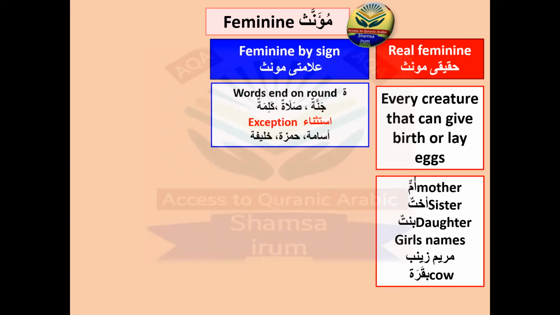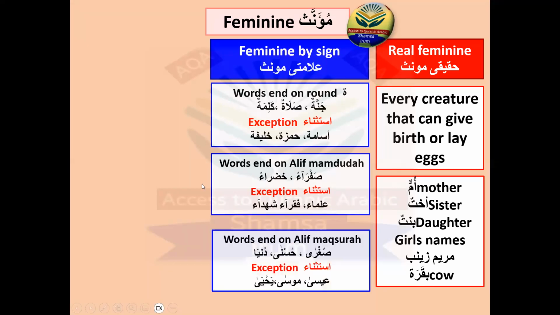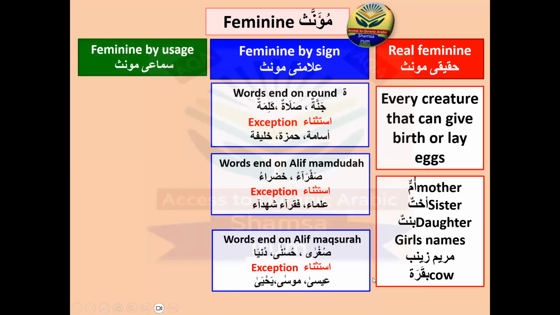Are there any exception words as well? Words ending on alif mamduda have some exceptions as well. Words ending on alif maqsura, like sura, husna, dunya, are feminine, and the most important word is dunya. Dunya is a very important word because it is used so many times in the Quran, so it is feminine. But on the other hand, Isa, Musa, Yahya are also used in the Quran many times. You shouldn't think that they are feminine. No, they are not feminine. They are masculine. They come in the category of the real masculine because they are the names of boys.